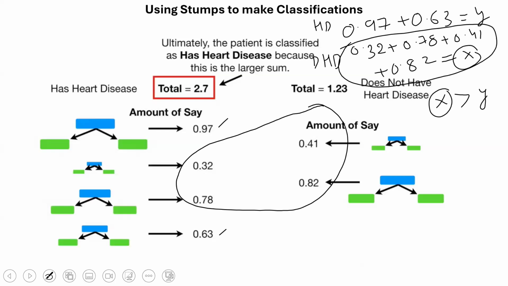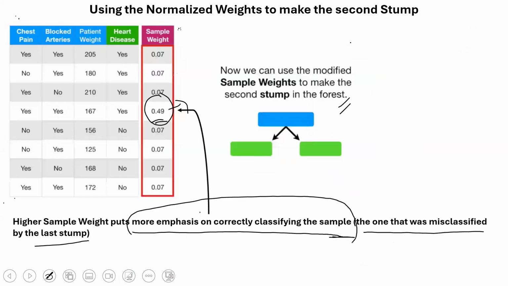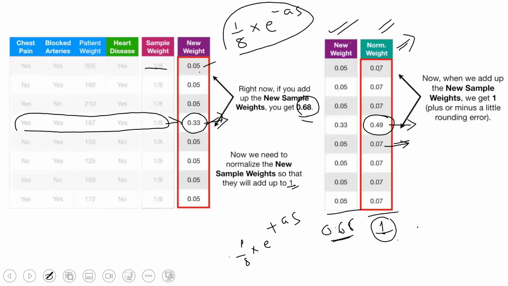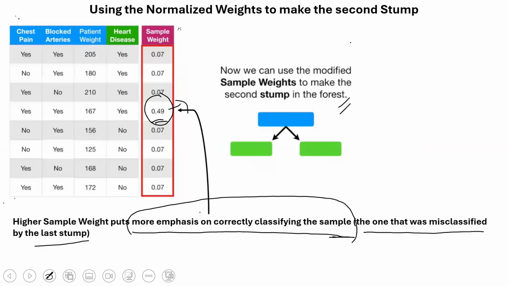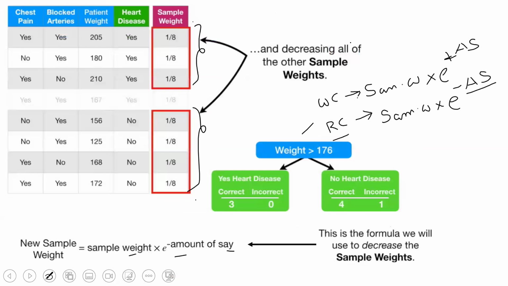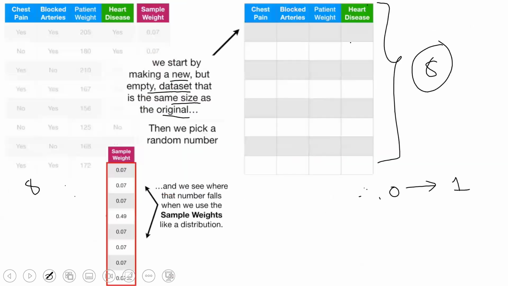So that way you calculated the new sample weights, and then you normalized the sample weights, right? Using the normalized sample weights, you constructed the second stump. The first step is, using the normalized sample weights, you created a new data matrix. The new data matrix size will be the same as the original data matrix, but you pick some random value, and based on the distribution of the sample weights, you construct this particular data matrix.